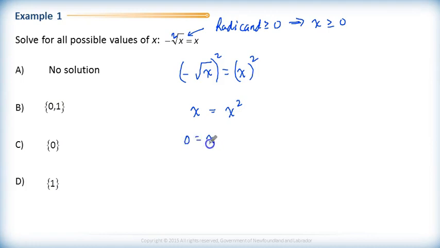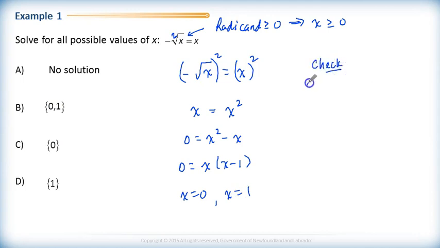This is a quadratic, and with quadratics, we make them equal to 0. So we've got x squared minus x equals 0. Take out the common factor of x. We've got x outside of x minus 1. That gives us x equals 0 or x equals 1. Looking good for option B so far, but let's check.